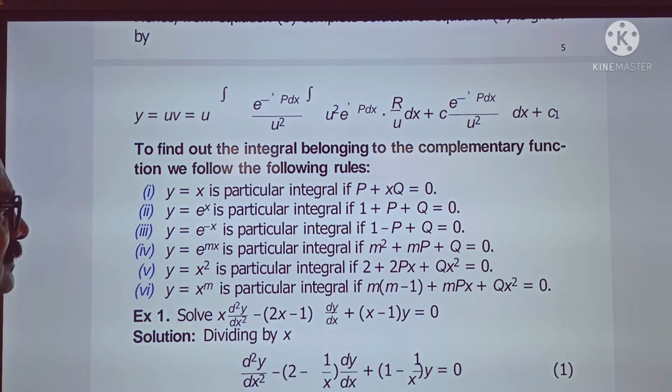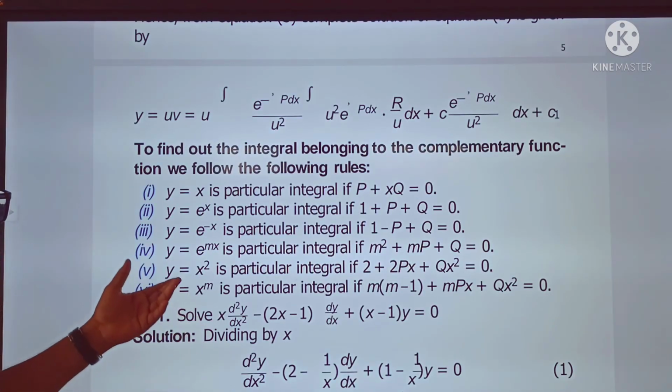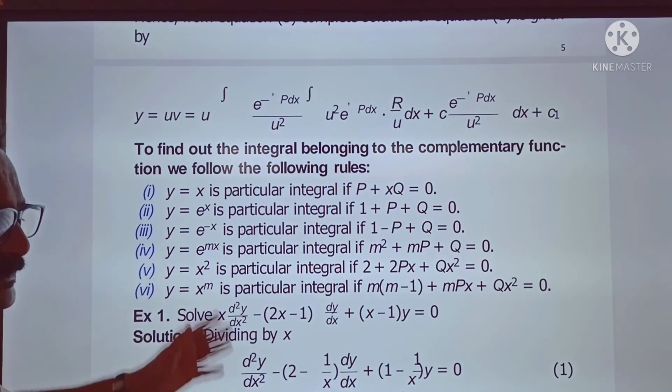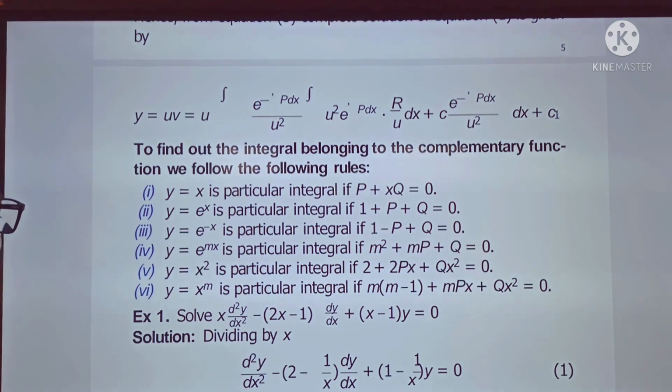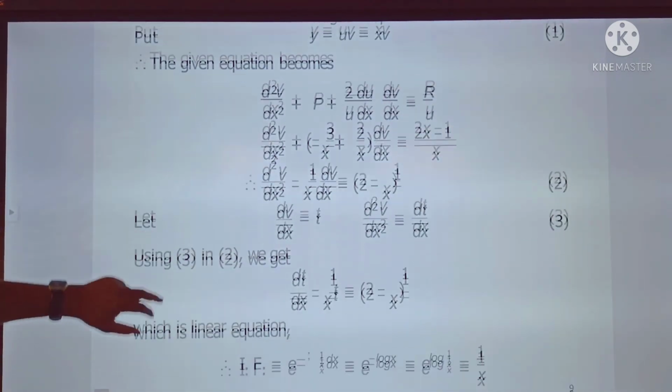So in the MCQ it is asked, if 1 minus p plus q is 0, then what is the known solution? That is, it is e raised to minus x. Remember it. There are so many examples solved here in the PDF. See that.